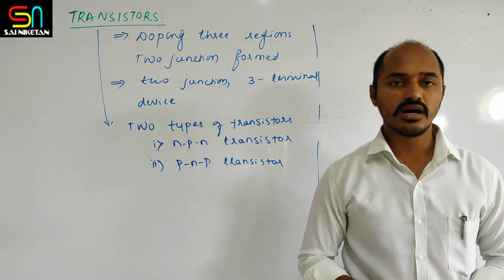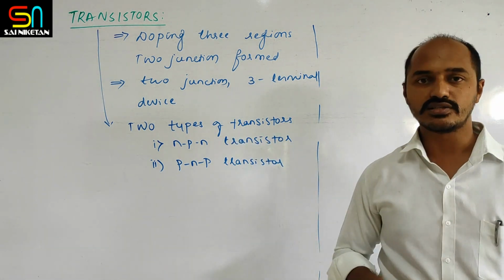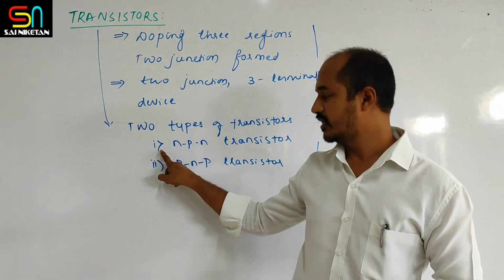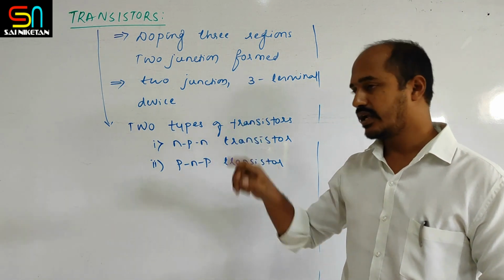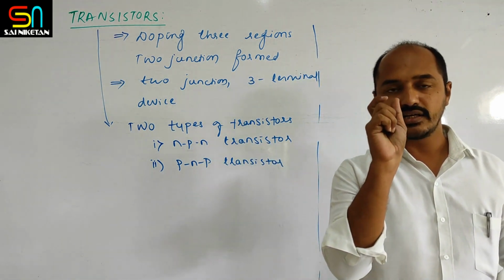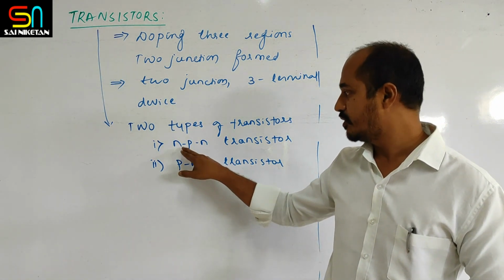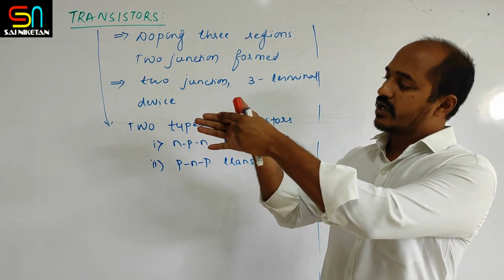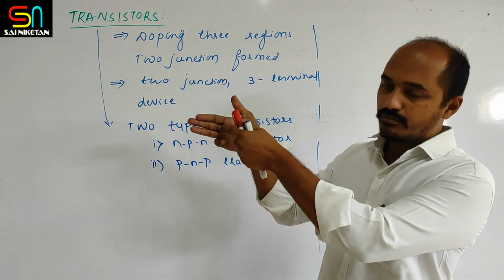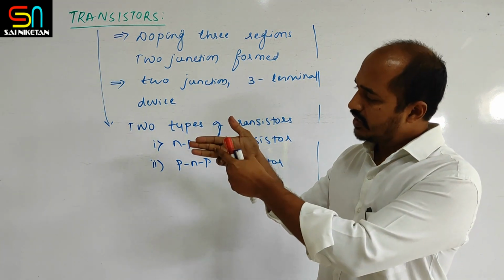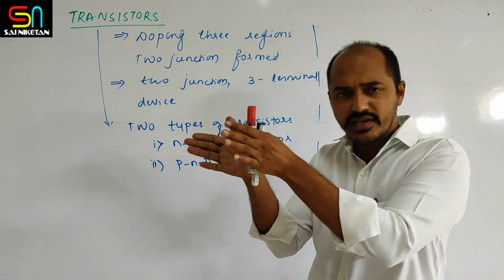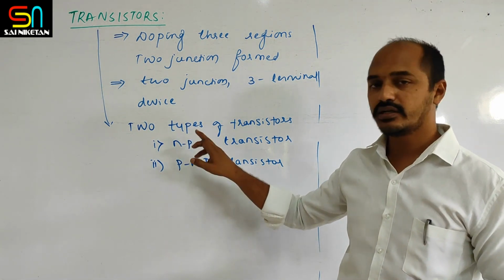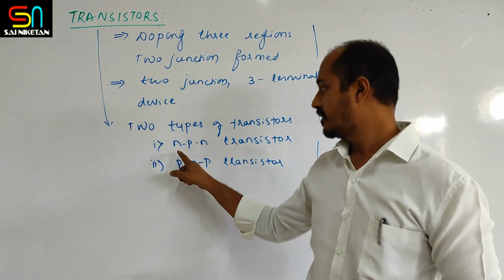So what are these transistors? How can we define them? If you see here, NPN. N means N-type semiconductor, P means P-type semiconductor, and N means N-type semiconductor. Here, a small P-type semiconductor is sandwiched between two N-type semiconductors. This is N-type, this is N-type, and this middle part is the P-type semiconductor. It is placed between two N-type semiconductors. The transistor obtained is nothing but the NPN transistor.